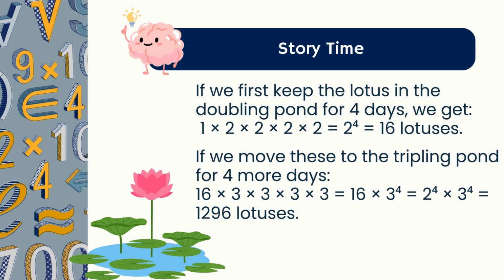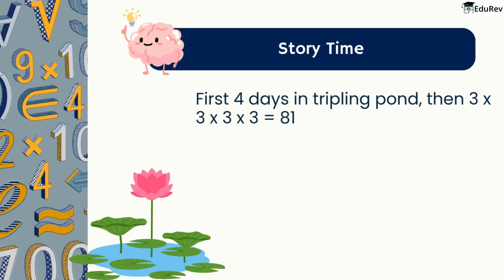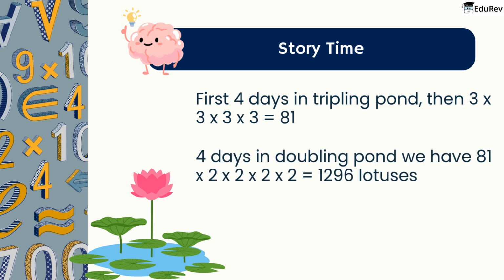If we reverse the order, first 4 days in tripling pond, then 3 times 3 times 3 times 3 equals 81, then 4 days in doubling pond, we have 81 times 2 times 2 times 2 times 2, which is equal to 1296 lotuses. The result is still the same. This shows that the order does not matter.